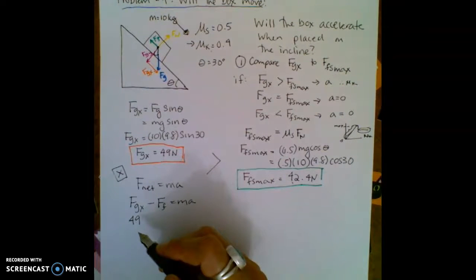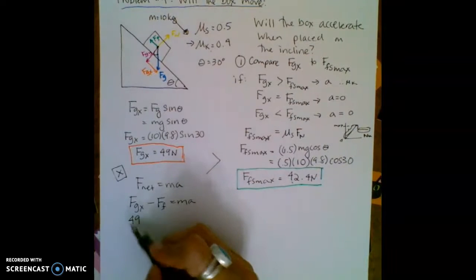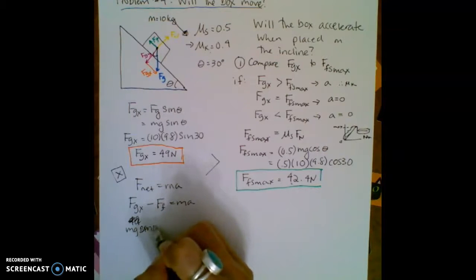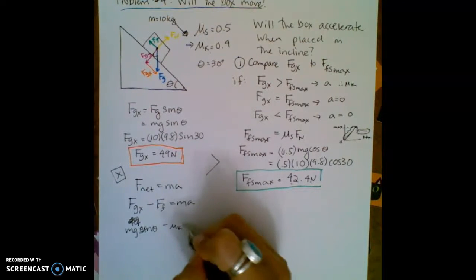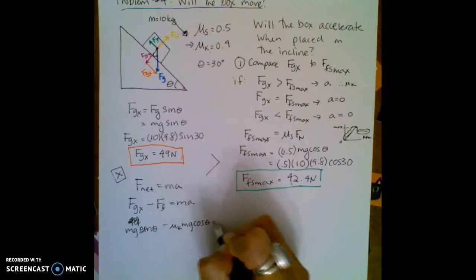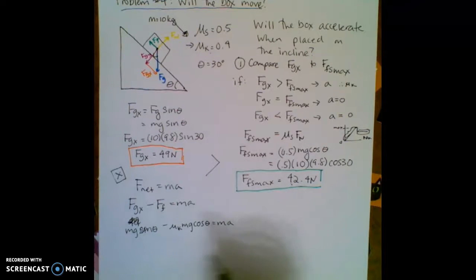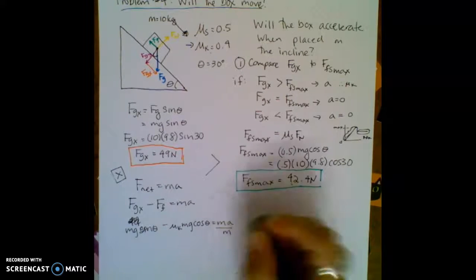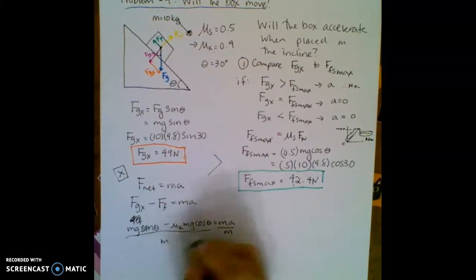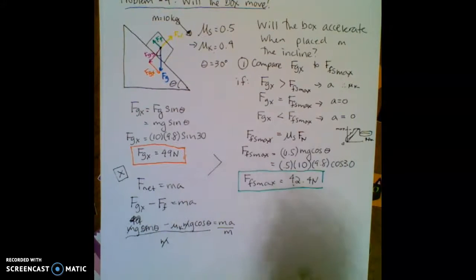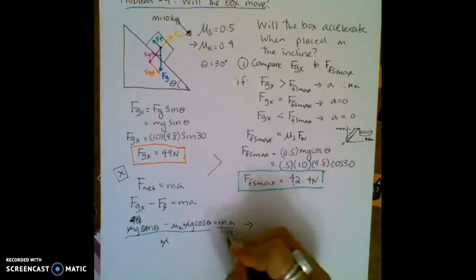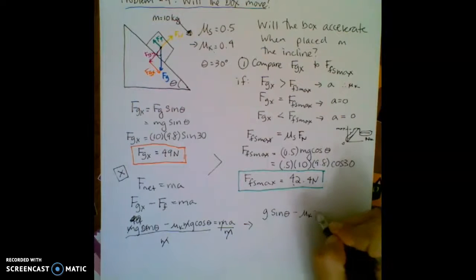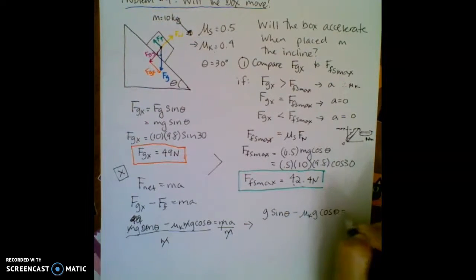Oh, I don't even need to do that. Check this out. I'm just going to rewrite it as mg sine theta minus mu k mg cos theta equals ma. Now I'm not going to worry about that FGX that I already calculated, 49. You can, but this actually is a little bit easier because I'm going to divide by m to figure out the acceleration, and because m is in each term here, I can drop m out of the equation. So my equation turns into g sine theta minus mu k g cos theta is equal to the acceleration.